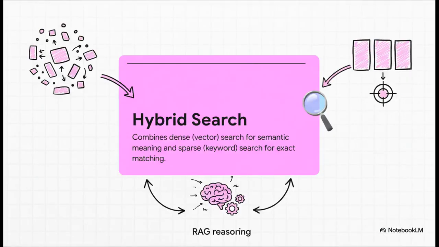The solution is something called hybrid search. And it's exactly what it sounds like. It combines the best of both worlds. It uses that dense, vector-based search for the semantic meaning, the vibe. But at the very same time, it uses a good old-fashioned, sparse, keyword-based search to nail those exact must-have terms. This two-pronged attack is pretty much the default now for any serious production-level RAG system.